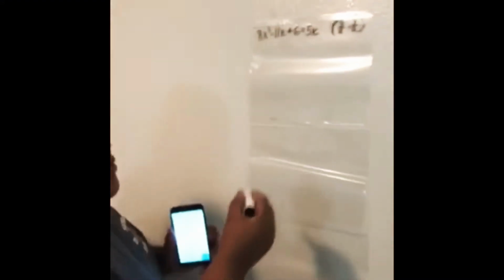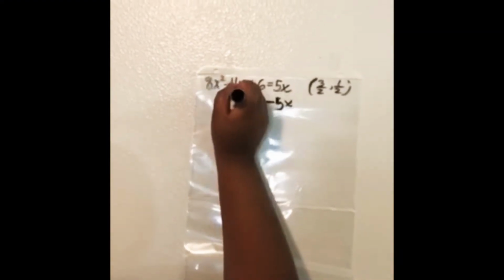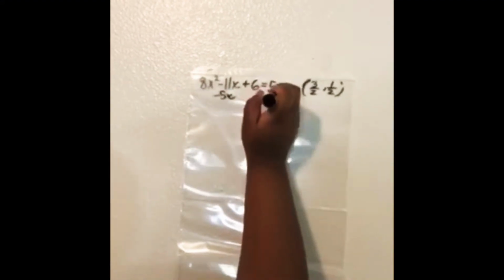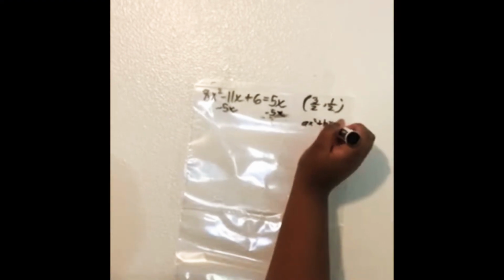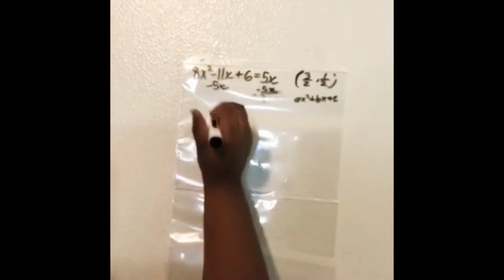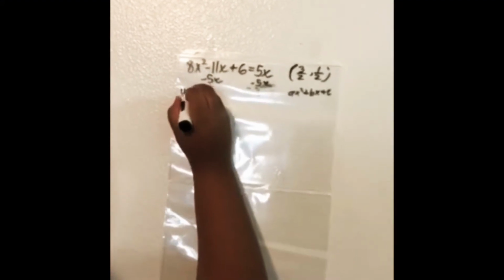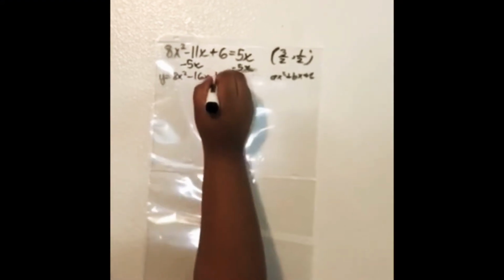And today I'll be showing you how to solve a quadratic equation through graphing by hand. The only things I will use are this marker and a calculator. First, subtract the 5x from both sides so that the quadratic equation is in the form ax squared plus bx plus c. That's the standard form for a quadratic equation. So this will be y equals 8x squared minus 16x plus 6.